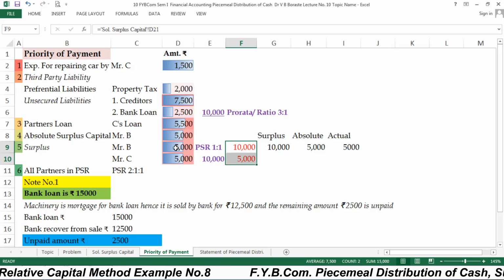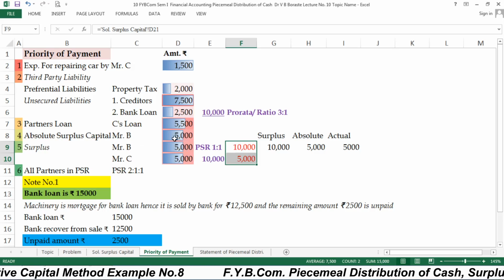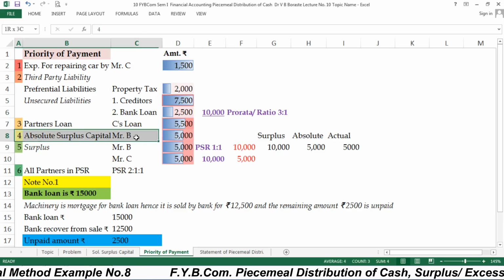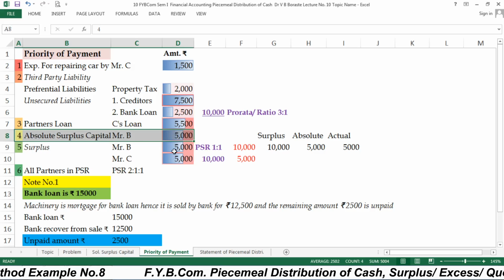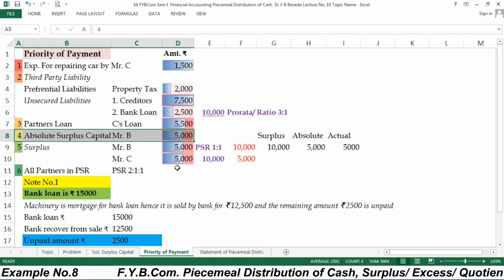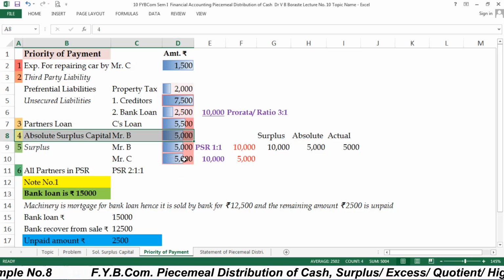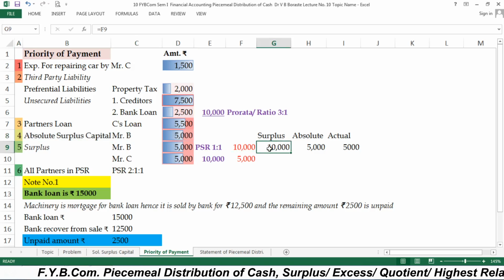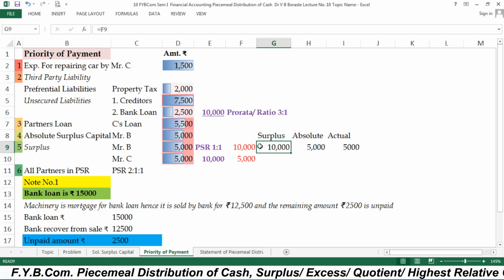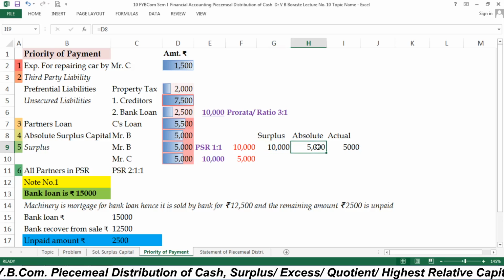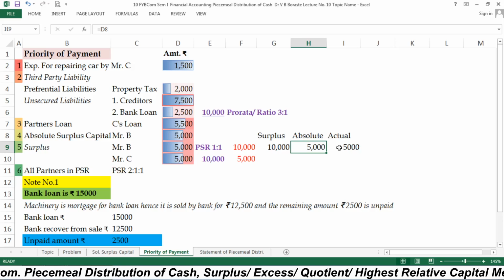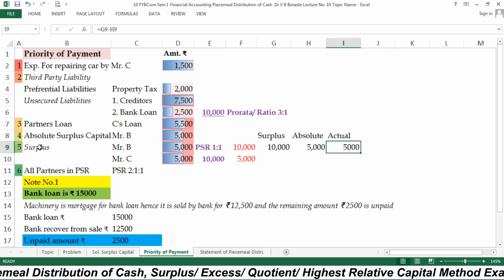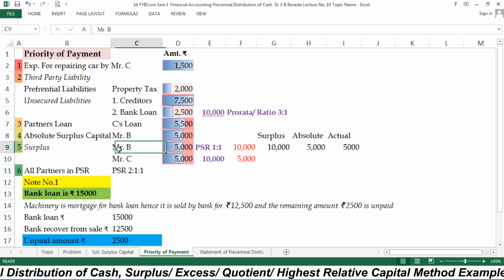But out of this 10,000, Mr. B has already received rupees 5,000 in the earlier step, that is absolute surplus capital. So here he will receive only 5,000 and Mr. C will receive the same amount as he has not received any amount in the earlier stage. So surplus is 10,000 of B. He already received 5,000 as the absolute surplus. That means he will receive only 5,000 in the next step, that is payment while receiving surplus capital.